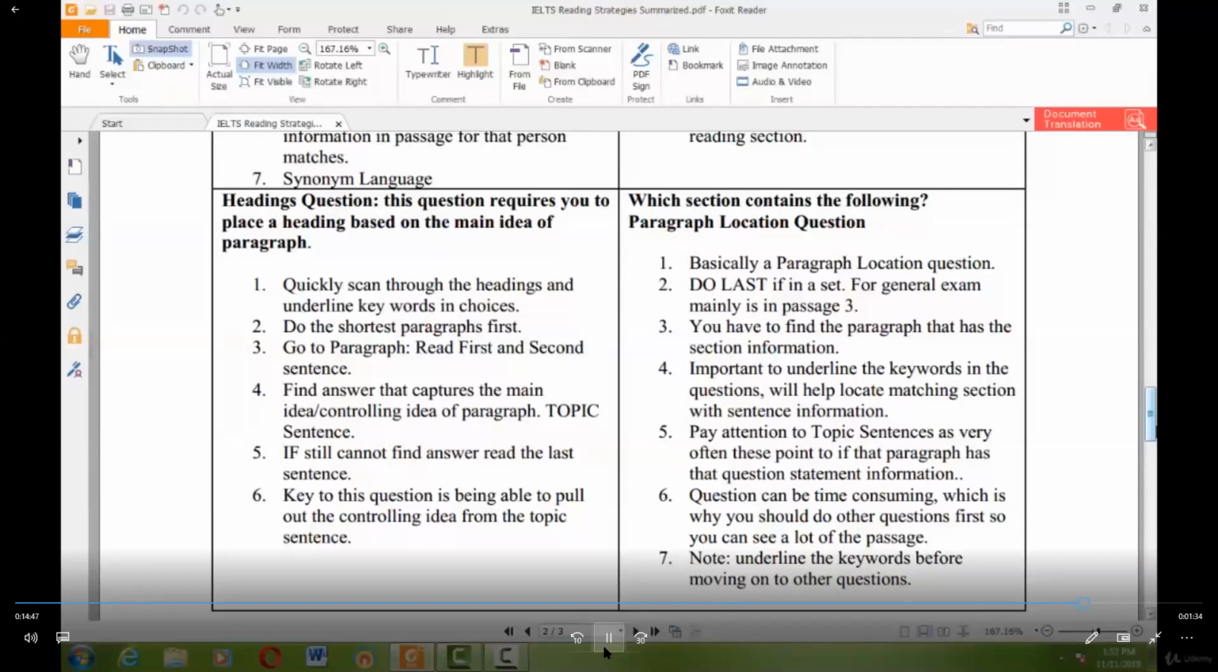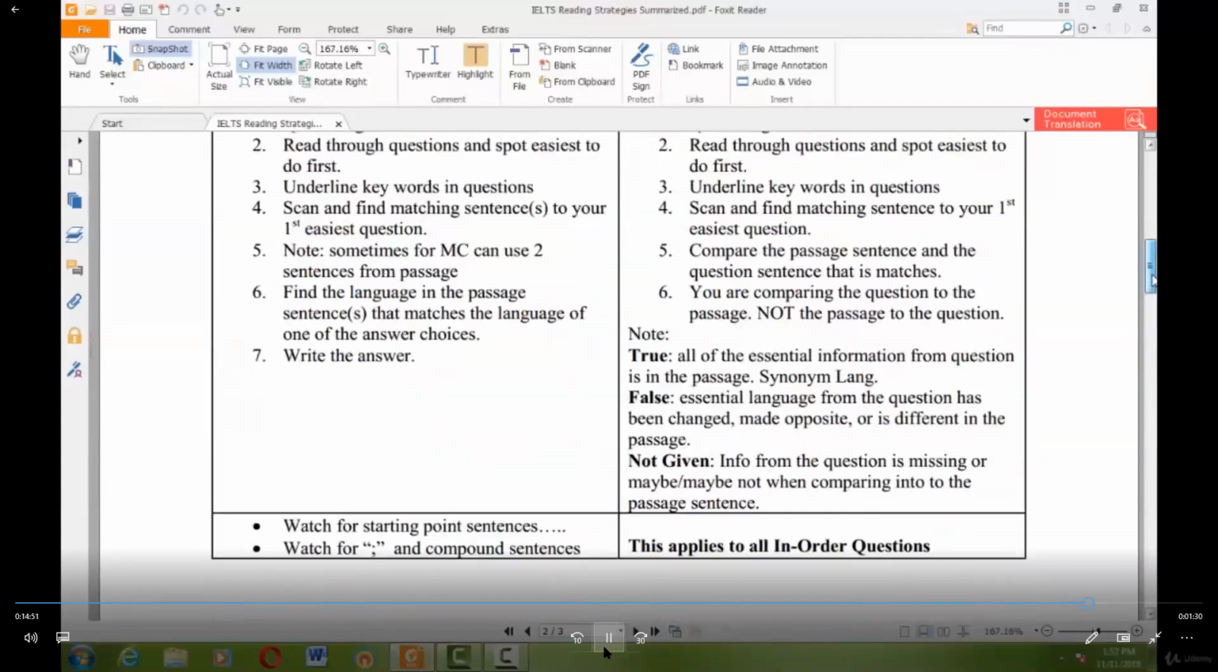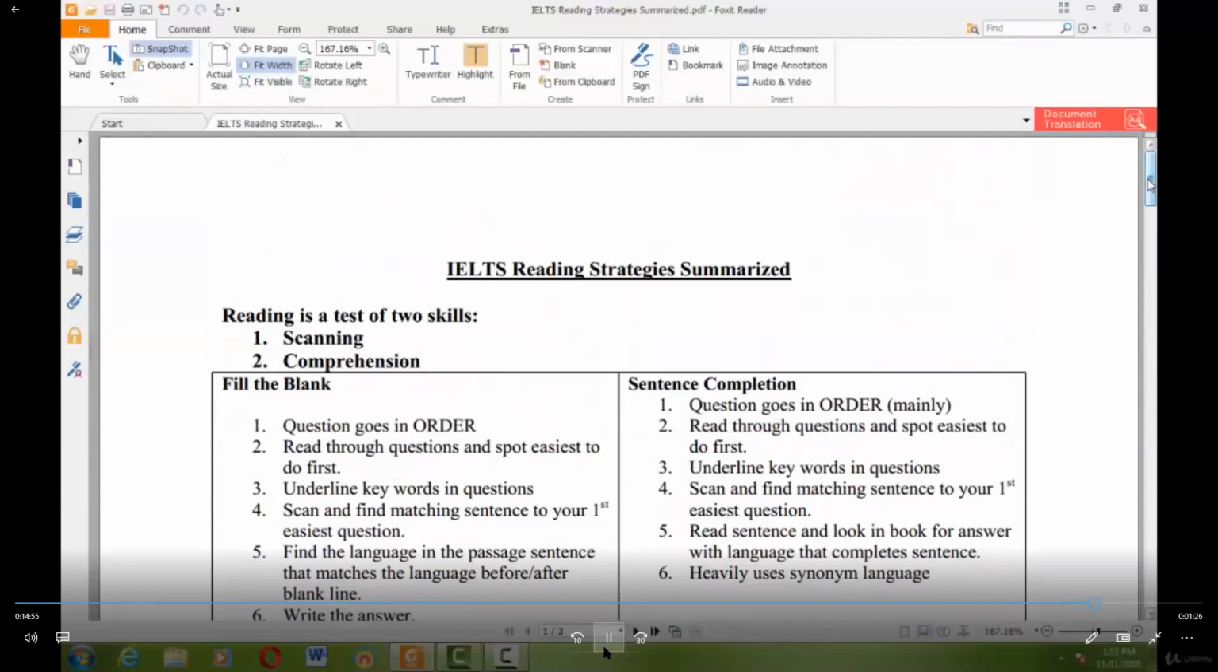So this has been a review of the question types that you have to deal with on the general reading section. And now we're going to move into our next lectures.